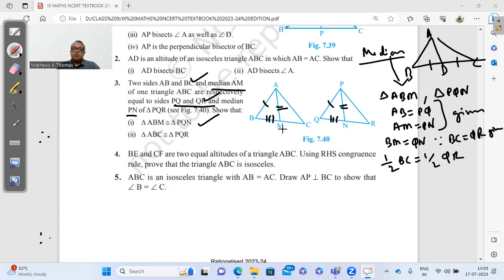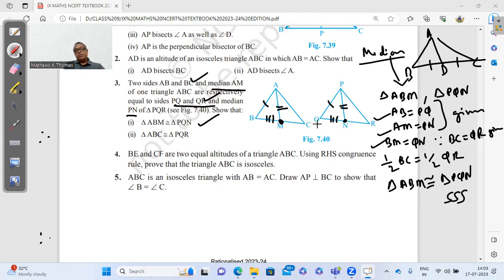So half BC equals half QR. And I told you the meaning of median: it divides the side into two equal halves. So when I say half BC, I can replace it with BM, and half QR with QN, because M and N are midpoints. So we've got three conditions, 1, 2, 3. The triangles will be congruent by SSS, because all three sides are equal.